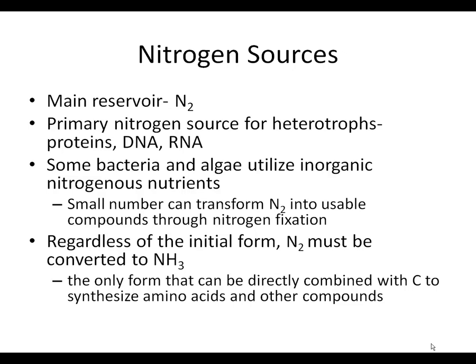Regardless of the initial form of nitrogen, it has to be converted into ammonia, or NH3. It's only in this form that it can be directly combined with carbon to produce amino acids. Sometimes if we have all the parts and pieces, you can have bacteria that will produce certain amino acids, as well as other compounds. Sometimes it doesn't matter what you've got, you can't synthesize those particular amino acids or compounds, and those are going to be some that we will have to get from the environment, and those again will be what we call essential nutrients.